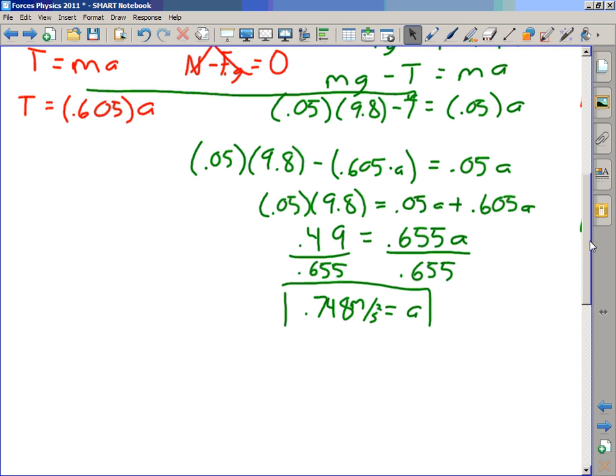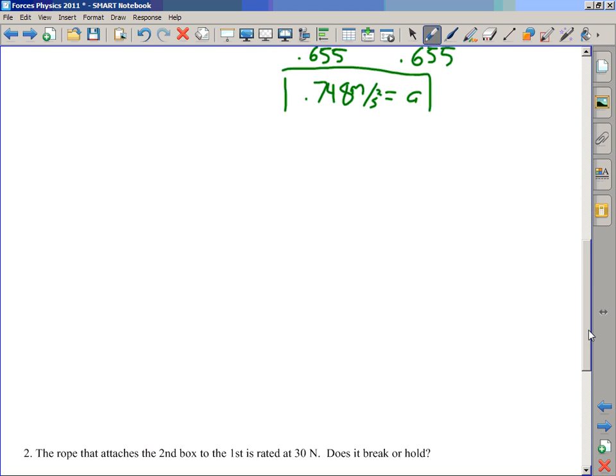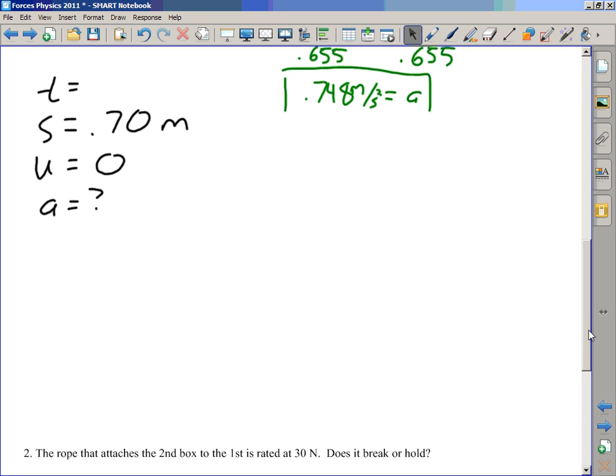We're looking at traveling exactly 70 centimeters. What do you know? So we're looking at traveling the distance S, 70 centimeters. What's the initial velocity of this cart? 0. What else do you know? Acceleration. Yeah, we're solving for acceleration. Here, we're going to check to see, and you're going to give me the time.